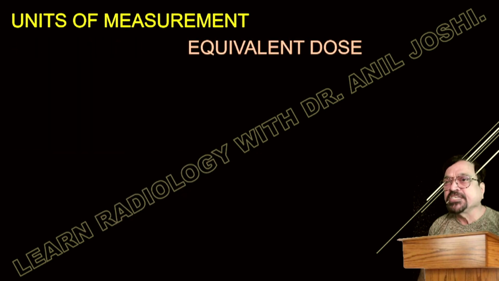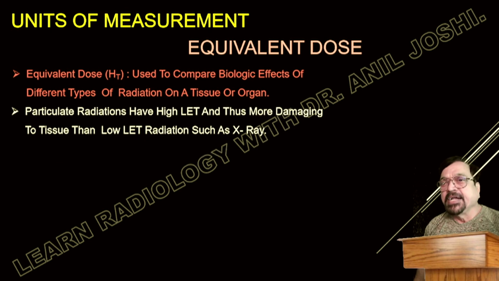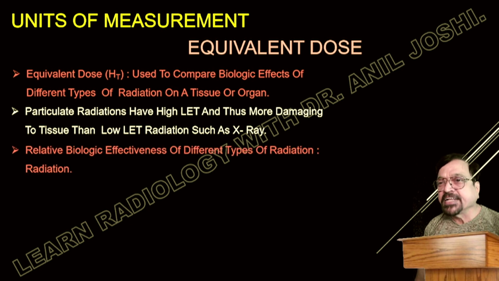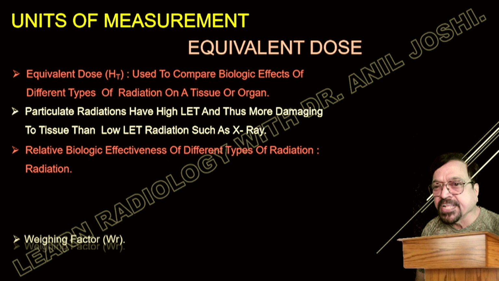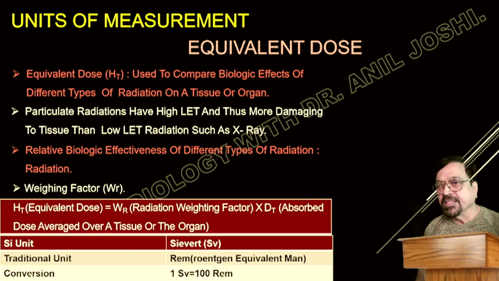Now units of measurement concerning equivalent dose. Equivalent dose is used to compare the biological effect of different types of radiation on a tissue or an organ. Particulate radiation has high LET and is thus more damaging to tissues than low LET radiation such as X-ray. The relative biological effectiveness of the different types of radiation is the weighting factor. This gives another calculation. Those who are interested can pause it and have a detailed look.